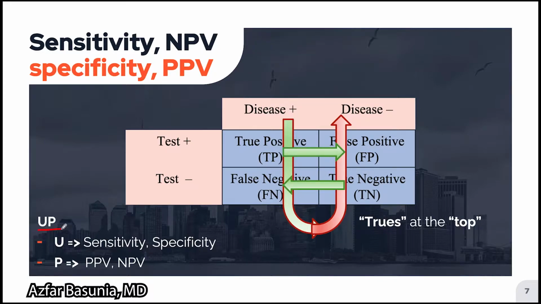For the mnemonic UP, remember the U helps you calculate sensitivity and specificity. The first arm of the U helps you calculate sensitivity, while the second arm of the U helps you calculate the specificity. Thus, it is important to remember the order of the arms for sensitivity and specificity. And remember, P is for predictive values. The first arm of the P helps you calculate the positive predictive value, while the second arm of the P helps you calculate the negative predictive value.